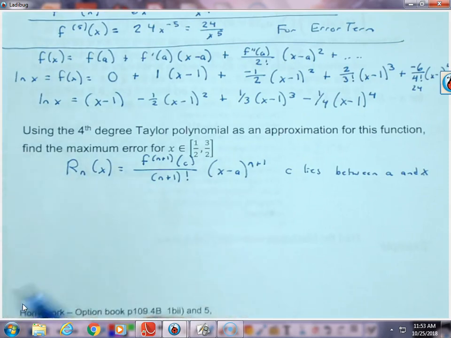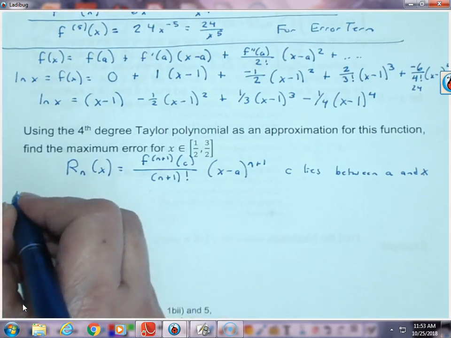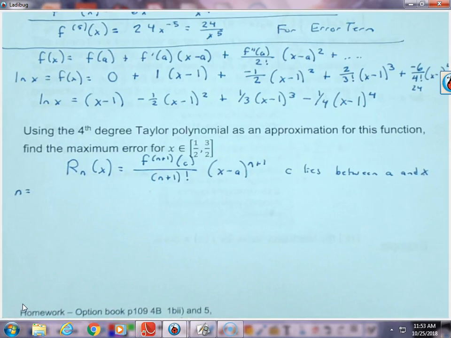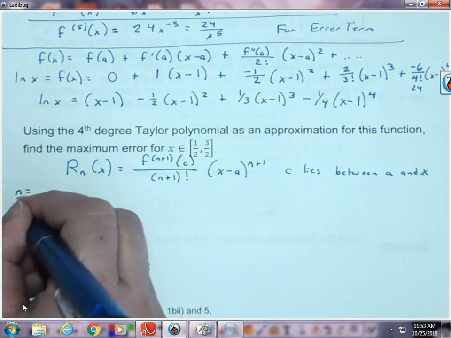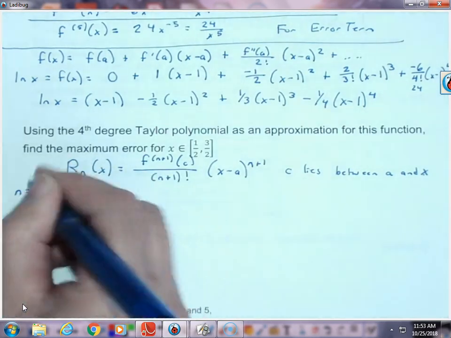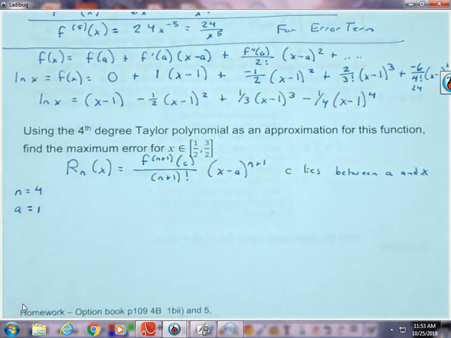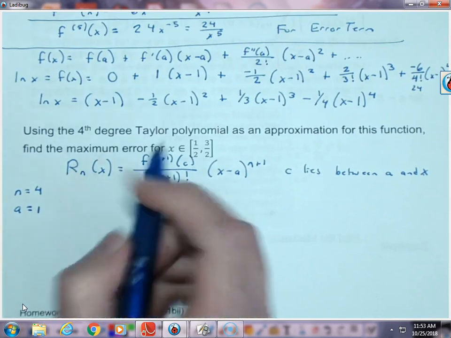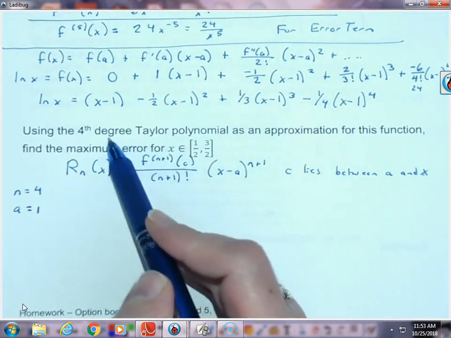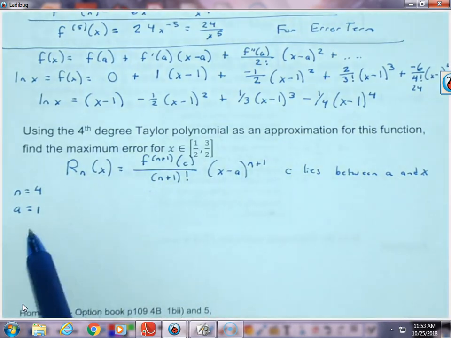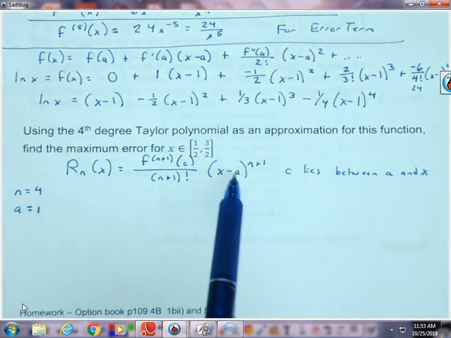Okay, so let's think about all my variables. What is my N? Okay, that is A. I agree with you. N is 4. It's whatever the degree of the polynomial you approximated with was, and ours was a 4th degree, and they also tell me right here. And then Sam's right, it's centered around 1. That's your A.